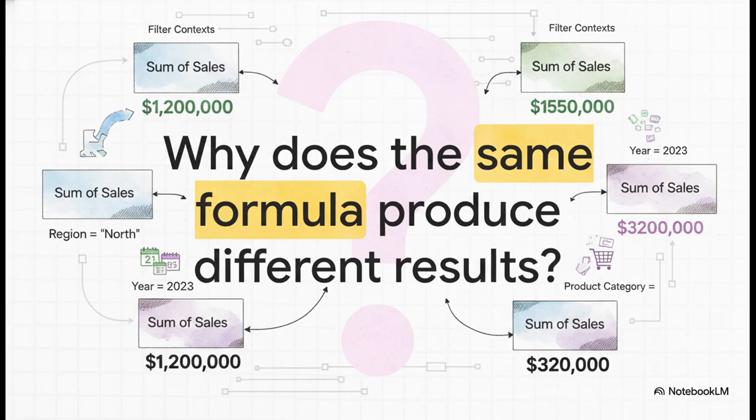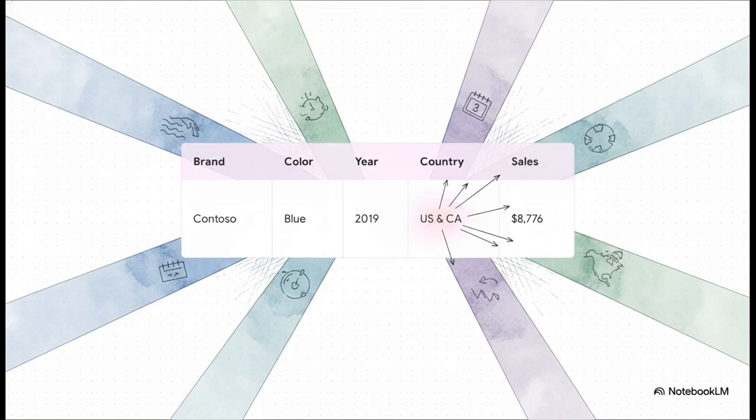Every single cell in your report evaluates expressions in a completely unique filter context. When you write sum of sales, it doesn't just spit out the grand total everywhere. That number morphs depending on exactly where it sits in your dashboard. Imagine a single cell in a matrix. It's actually the exact target intersection of multiple dimension filters acting as a table.